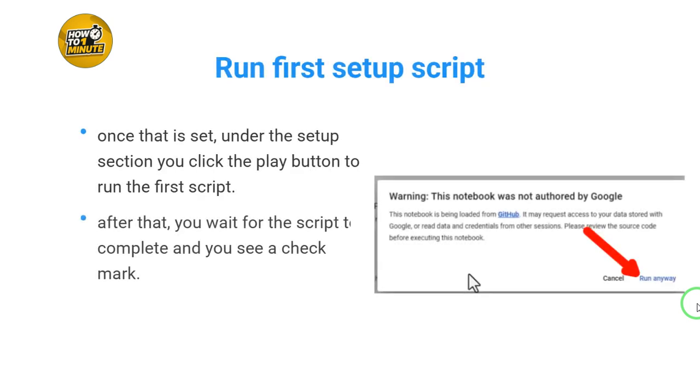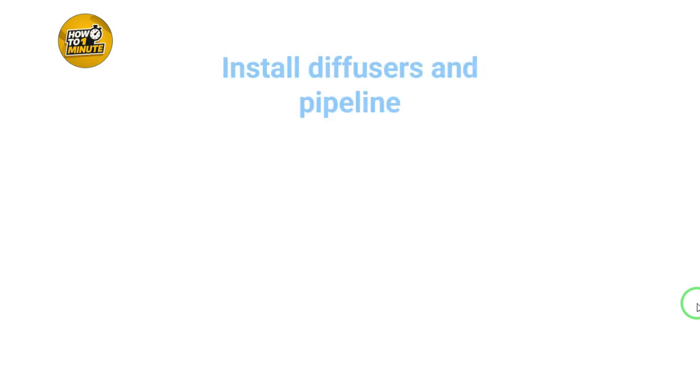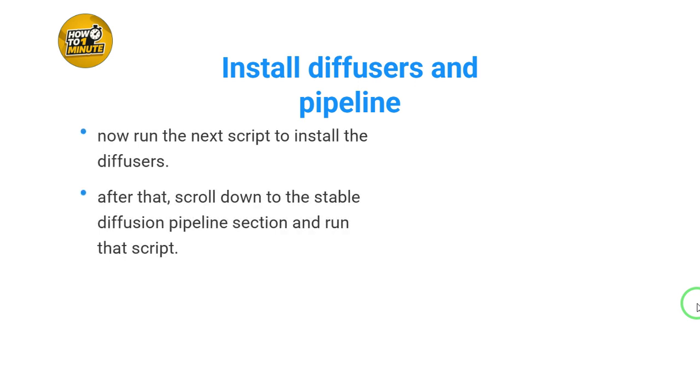Once that is set, under the Setup section, you click the Play button to run the first script. After that, you wait for the script to complete, and you see a check mark. Now run the next script to install the diffusers. After that, scroll down to the Stable Diffusion pipeline section and run that script.